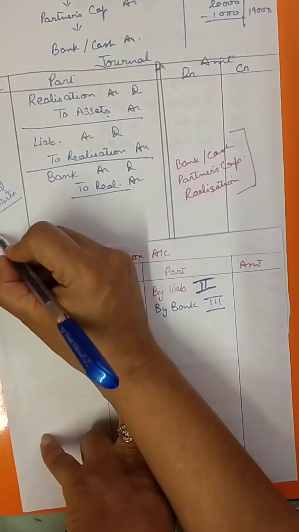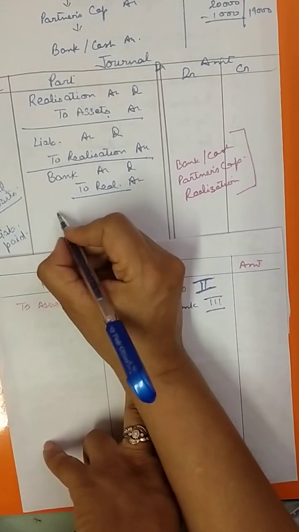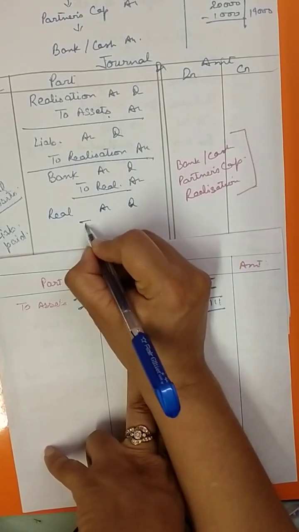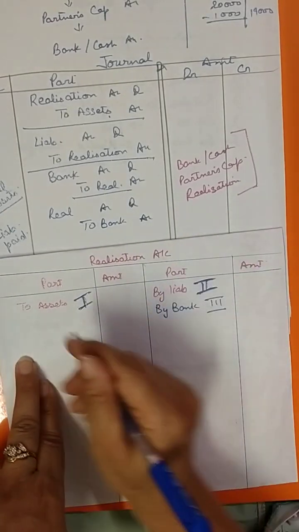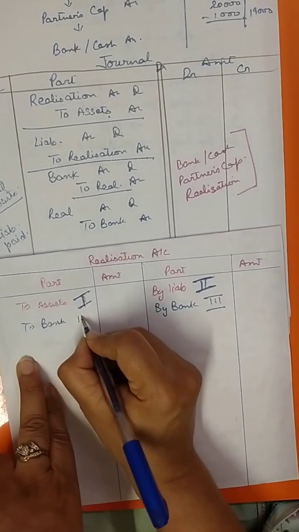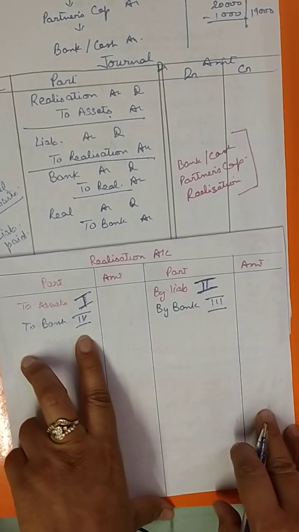And when any liability is paid, it will be realization account debited to bank. I told you all assets and liabilities have been closed, they do not exist, so it will be 'to bank' for paying off of any liability.